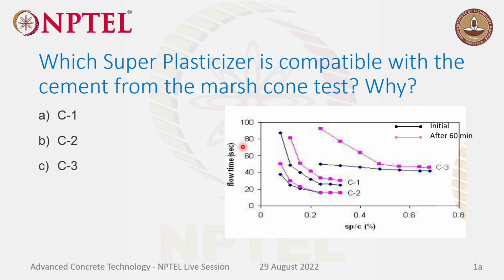So I request everyone to give your answer in the chat box. To the people who joined new, I'll repeat the question again. This particular graph shows the results from the Marsh cone test, and this image is from the lecture which sir has already discussed in the video. So you have to tell which superplasticizer is compatible with the cement used. C1, C2 and C3 are the superplasticizers used. Which particular superplasticizer is compatible, and why? How do you say which superplasticizer is compatible?